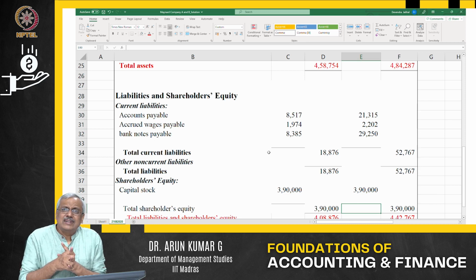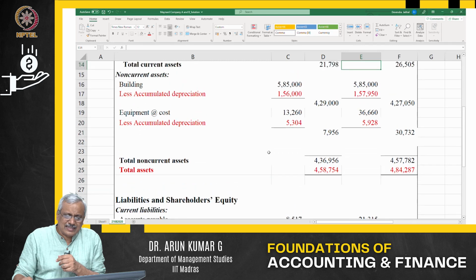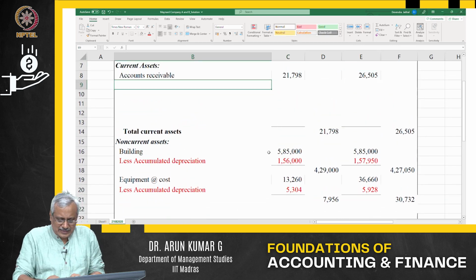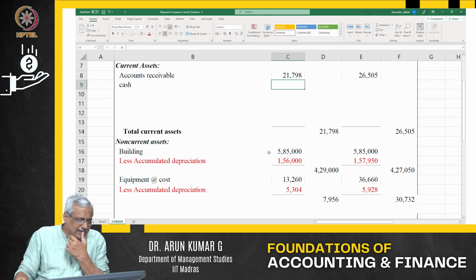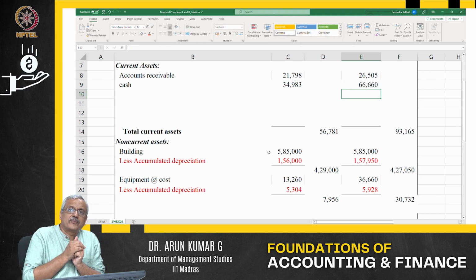Then what do we have? Cash. Cash is obviously a current asset. I am just moving here and then I will say cash. What is the cash at the beginning? 34,983. What is the cash at the end of the period? That is about 66,660.